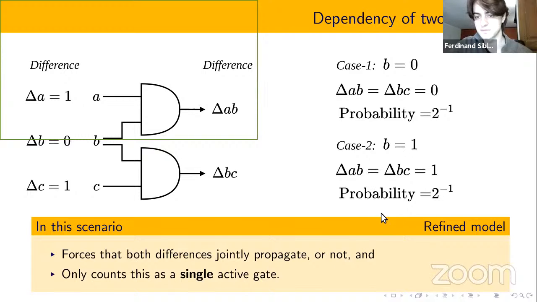And if B is 1, then both gates will propagate the difference. And the both case happens with probability 1/2. While in the simple model, you won't count this twice and say it propagates independently or not with probability 1/4. And what we do is do this analysis again, but taking into account this correlation. Typically, when it is in this case, we'll force the gates to jointly propagate or not, and only count this once as one single active gate.